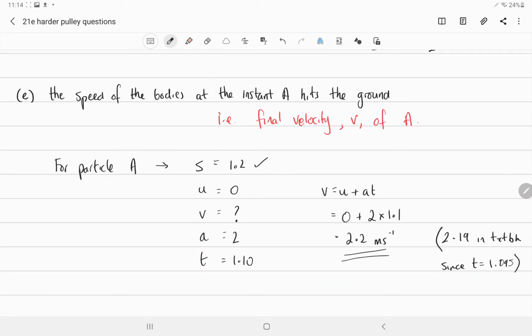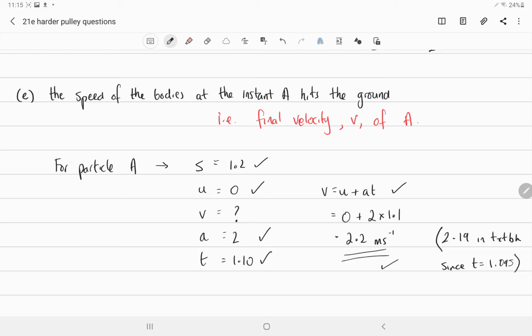It falls 1.2 meters. It fell from rest. The acceleration is still the acceleration from the initial drop. We know the time. We have everything we need except for v, so we're going to use v equals u plus at. So when you plug it all in, the final velocity of A when it hits the ground is 2.2 meters per second. That's also the velocity of object B at that point in time as well.